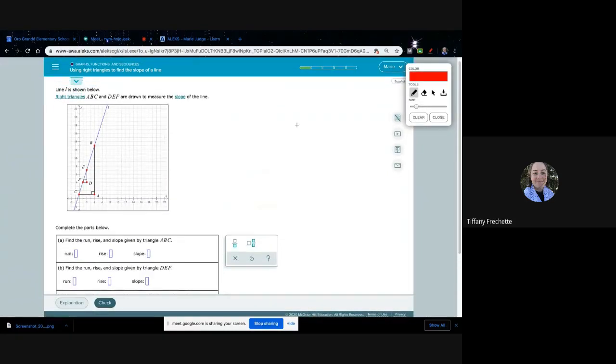Okay, so same idea, line L, and we're going to use the two triangles here to calculate the slope. So run for ABC. ABC is the bigger one. For the run, we want to figure out how far we come right. Before I covered it up here, I could see that we're starting at 0 because this is the y-axis. We're coming over to 4. So I know it's 4.